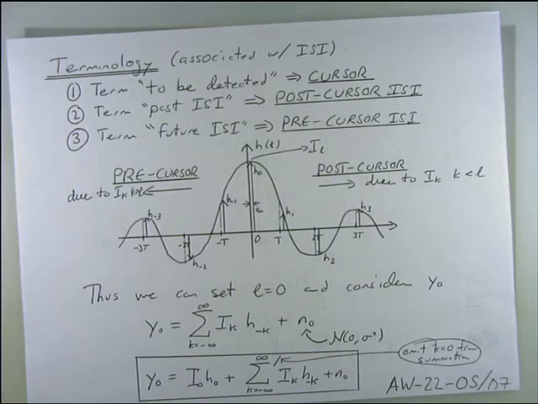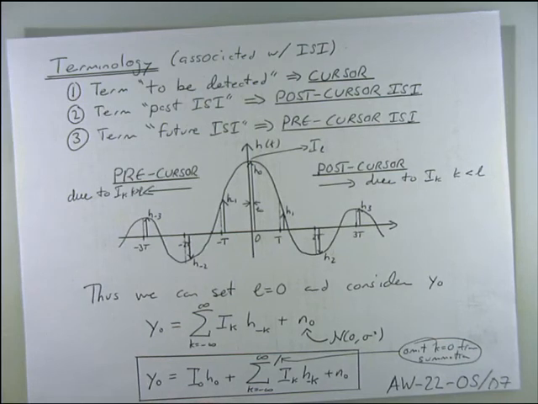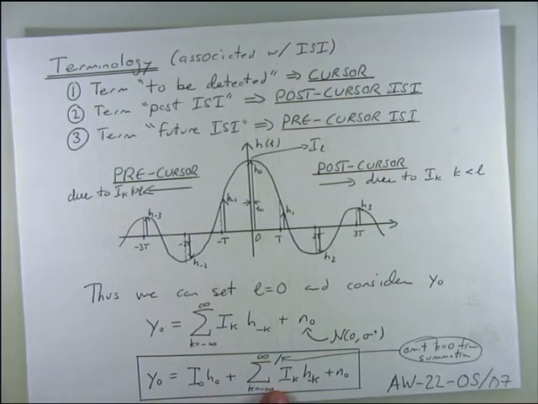Now, here's a notation. I can break it up into I naught, H naught. That's the desired sample and the desired impulse for that desired sample at time equals zero. And then I sum up all the precursor and postcursor ISI. Oh, there's a tick mark. What's that tick mark next to the summation? Exclude k equals zero. Okay? So that's some fun nomenclature. And then the noise.